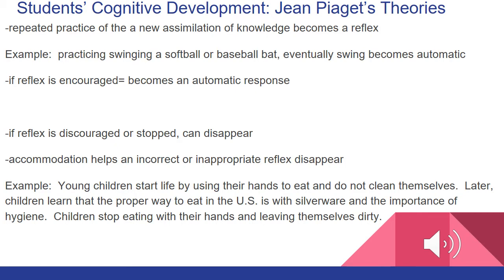And the reason it becomes a reflex is also because it's been encouraged. Each time you gradually improved your swing, your coach or your parents or your friends said good job. Also, you were more likely to successfully hit the ball. And so in your mind, you also internalized that, hey, this is a good strategy to swing a bat. Since that reflex was encouraged, it became automatic.